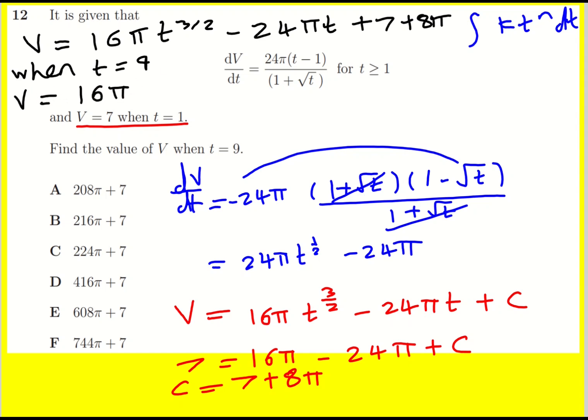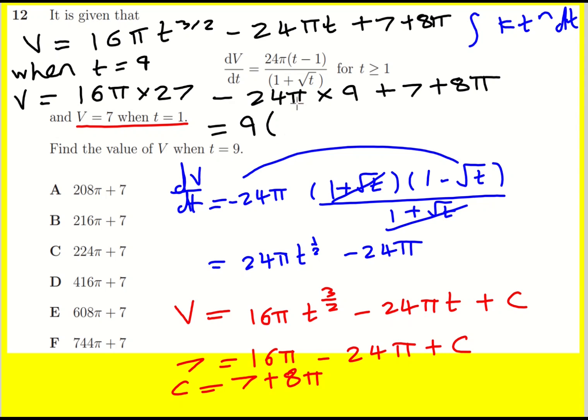So I'll get 16 pi, right, 9 to the 3 over 2, square root the 9, and times by 27. All right, that's going to be quite large. Minus 24 pi times 9 plus 7 plus 8 pi. Okay, 16 times 27 minus 24 pi times 9. What's the best way to do this? Okay, when I did it, I actually factorized out a 9. And then I had 16 times 3, 48 pi minus 24 pi. Yeah, I'm happy with that. I'm going to do that here as well.